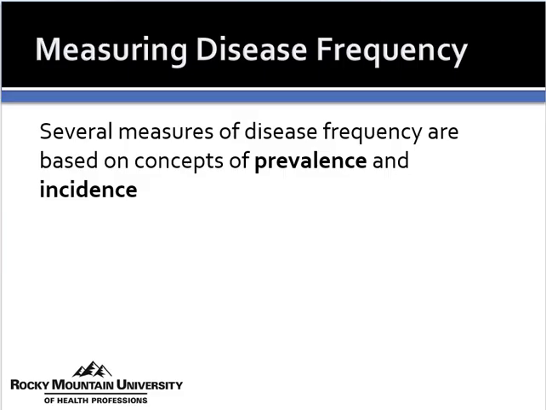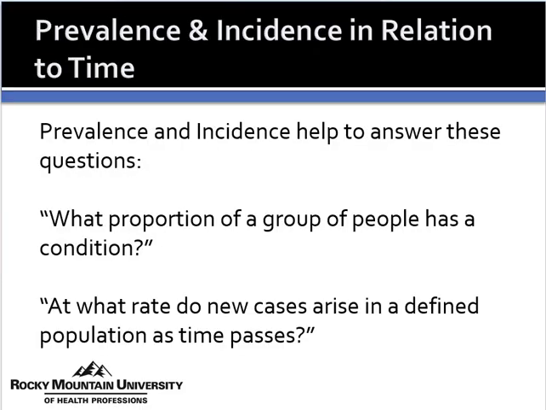Now, several measures of disease frequency are based upon concepts of prevalence and incidence. Now, the layperson may intermix these, but in reality, they're completely separate concepts, and this is important for us to understand. Prevalence helps us to answer what proportion of a group of people has a condition. Incidence helps us to know at what rate do new cases arise in a defined population as time passes.